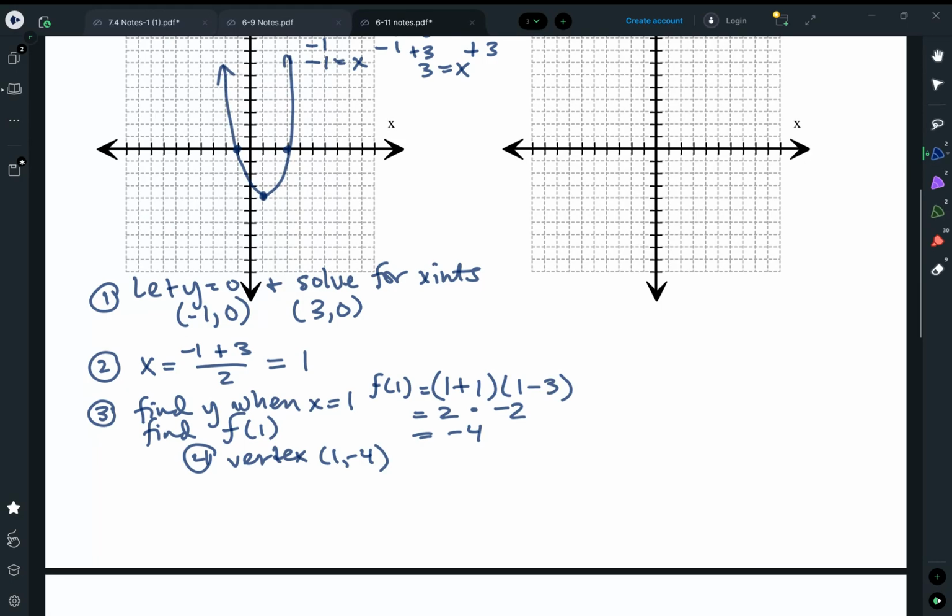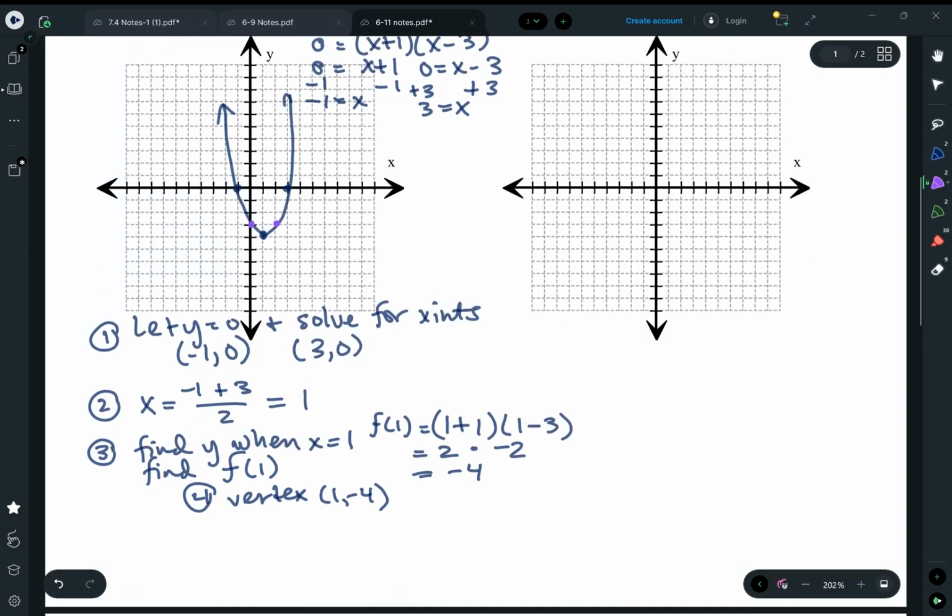I could fill in more points. I can look at this and see, oh, I should have a point here, I should have a point here. But really what we're trying to do is just quickly graph a parabola. So let's try our second one.